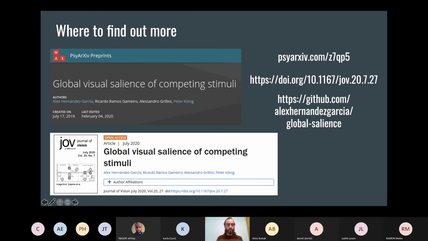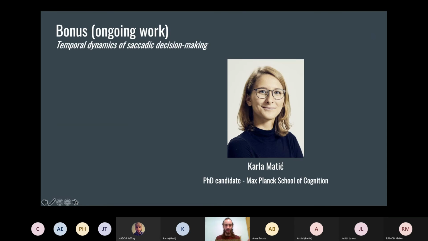And if you want to read more about this, there's the arXiv paper and the Journal of Vision version, and all the code and data is on this GitHub repository. Also, the data is on OSF. So if you are curious, want to follow up, or want to see if this reproduces, you can go to the GitHub repository, and hopefully everything is clear there.